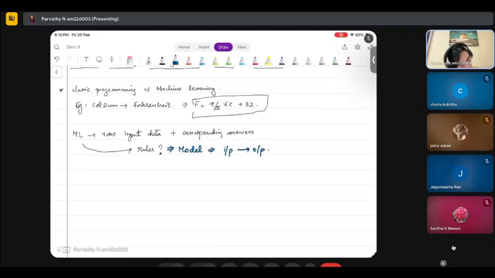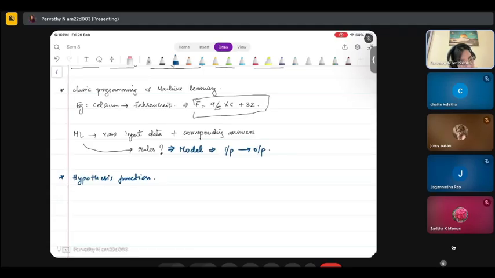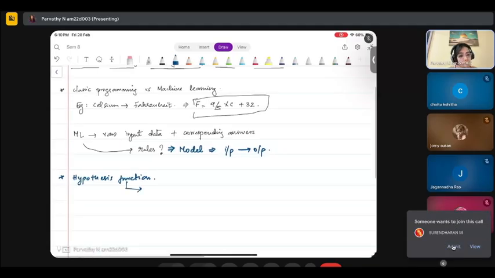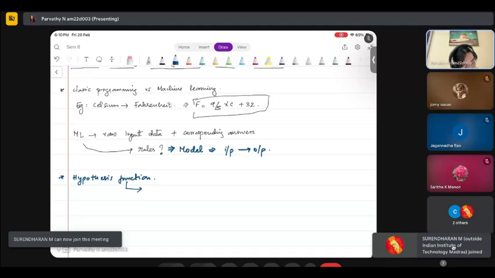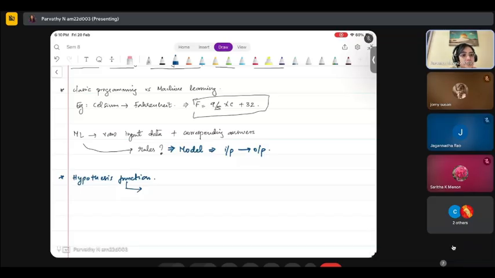Now coming to another definition. In machine learning, the words model and hypothesis function are used interchangeably. This function could be a linear function, a quadratic function, an exponential, anything. A linear function is something that is expressed with a line. So it can take this format: y = mx + b, when it takes a linear function.